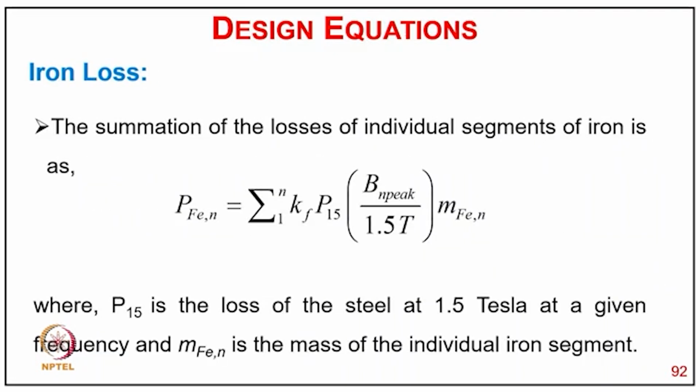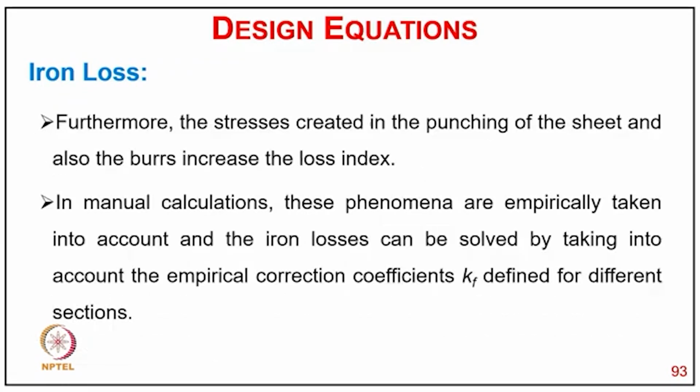The summation of losses in individual segments of iron is Pfen equal to summation 1 to n Kf into P15 in bracket Bn Kp divided by 1.5 T into Mfen. Where P15 is the loss of the steel at 1.5 Tesla at a given frequency, and Mfen is the mass of the individual iron segment.